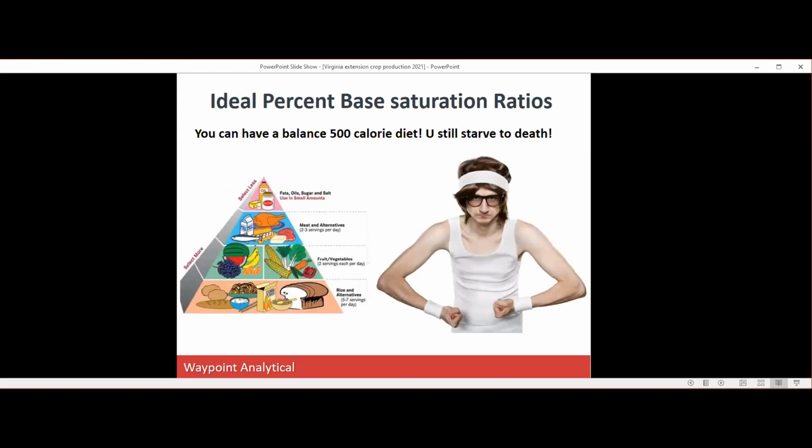The way I look at this is we can have a healthy, balanced diet, but we can still starve ourselves to death. I can eat the right amount of fats, meats, veggies, and rice, but if I only eat 500 calories a day, I'm not going to survive. And that's like a corn crop. We have to have things in the correct balance, and we also have to have things in the right concentration. So I need to eat 2,500 calories a day, and I need to eat the right balance of diet to be able to grow big and healthy.